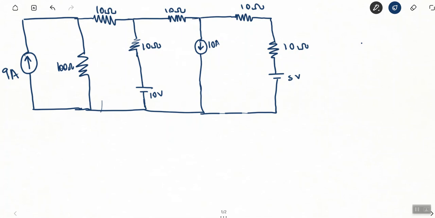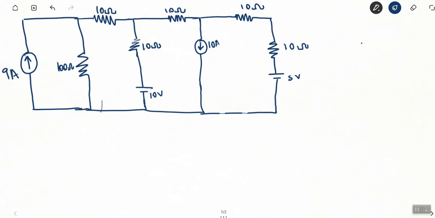Just in case that you don't know, mesh analysis is a circuit analysis technique which is used to find the voltage drops and the currents in a circuit that is a little bit more complicated, such as this circuit. So let's get to it.